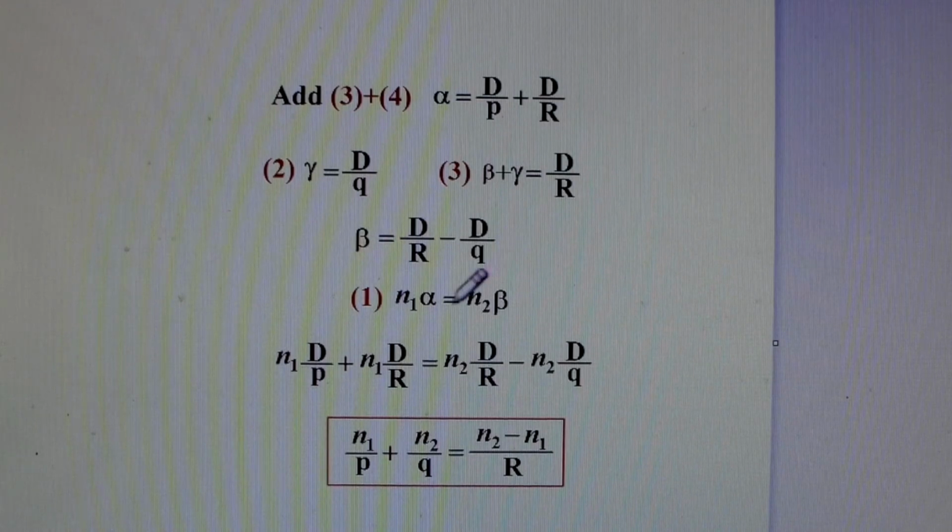Now we look at Snell's law. N1 times alpha equals N2 times beta. So we multiply this equation by N1, and that is equal to this equation times N2. So we get this equation, and we rearrange it and get a very useful equation indicating the refraction by a spherical surface. The equation relates all the parameters given in the problem.